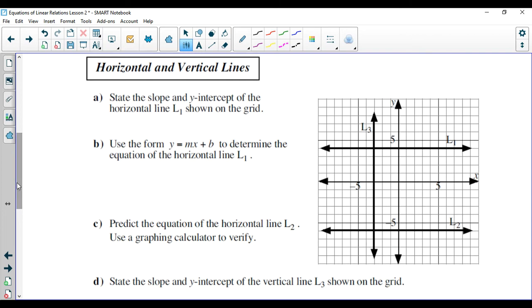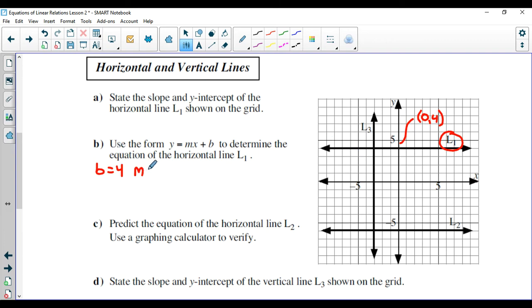Okay, so we dealt with lines that have slopes. Now we're going to come back to dealing with horizontal and vertical lines and looking at the equations of them. We already looked at in the previous unit what the slope of horizontal and vertical lines are, but now what are the equations going to be? It says state the slope and the y-intercept of the horizontal line L1 shown on the grid. If you look at L1, first of all, the y-intercept would be at (0, 4). So my value of b would be equal to 4.